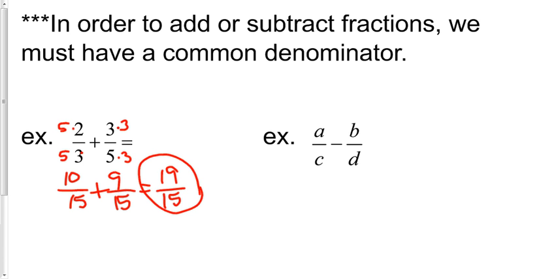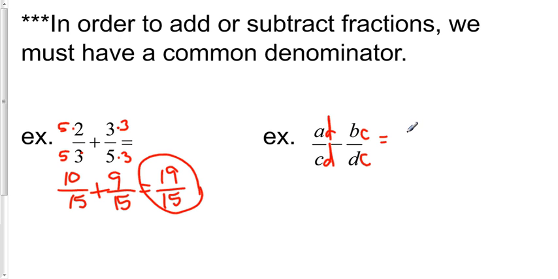But what do you do if you have these variables like a over c minus b over d? How do you get a common denominator? Well, if you take a look at the first example I did here, I really just multiplied the fractions by the opposite denominator. So I can get a common denominator by multiplying this first fraction by d over d and the second fraction by c over c. Now I've got a common denominator of c times d.